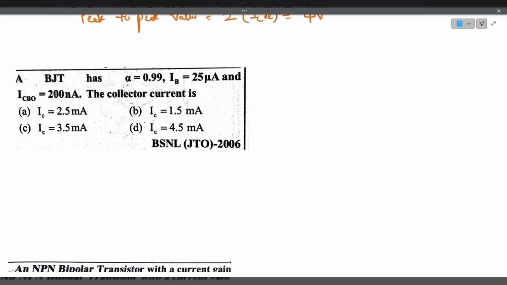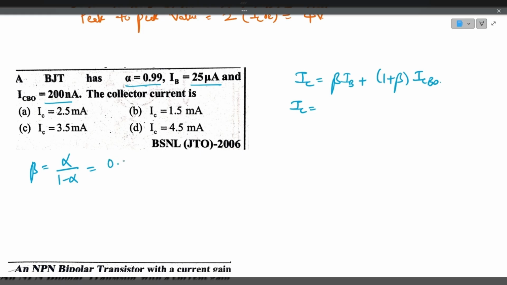A BJT has alpha equal to 0.99. The base current IB is equal to 25 microamperes and ICBO is 200 nanoamperes. What is the collector current? The collector current is given as beta IB plus 1 plus beta ICBO. Alpha value is given, beta is not given. So you can calculate beta from alpha: beta is equal to alpha divided by 1 minus alpha. So 0.99 divided by 1 minus 0.99 is equal to 99.